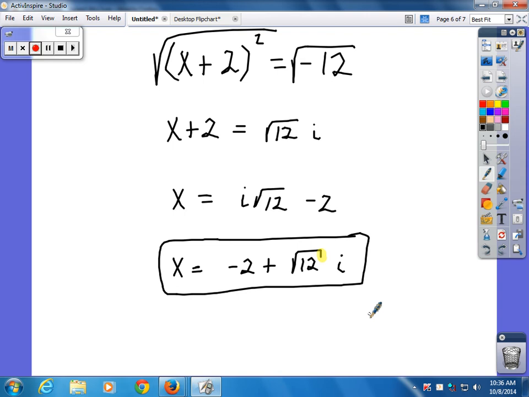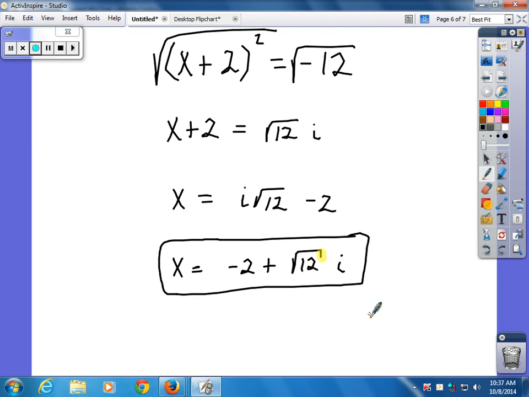I don't care too much about putting it in terms of i, but some teachers do. And you've got to learn how to do that. So you do it however you want to. If you wanted to do square root of 12 in your calculator and put positive or negative, 3.4 or whatever it is, you can do that. But that is up to the instructor that you have, or the directions in the book, or the directions on the test.